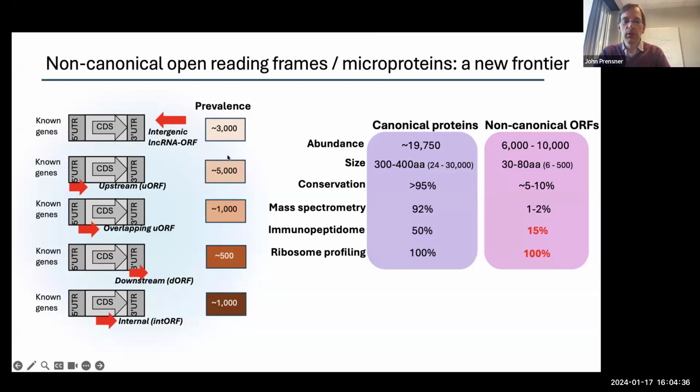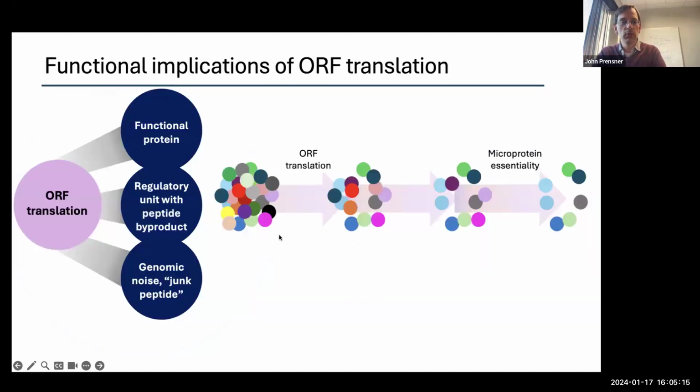The numbers and prevalences of these are highly speculative at this point. But what we can say is that they tend to be relatively poorly conserved. They tend to be quite small. And if you do traditional mass spectrometry, you don't find them so well. But you do find them quite well if you look at the immunopeptidome or ribosome profiling, which is a technique to use sequencing to map where ribosomes are moving across an RNA to incorporate amino acids and tRNAs. These have really opened the door to studying these types of open reading frames in human disease and how they are now enriching our knowledge of human cancer.